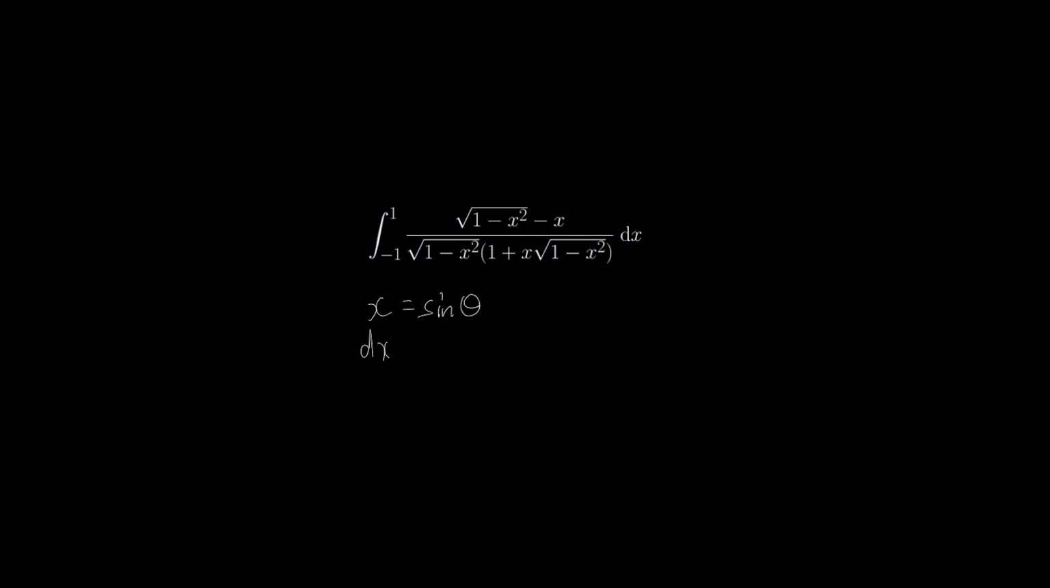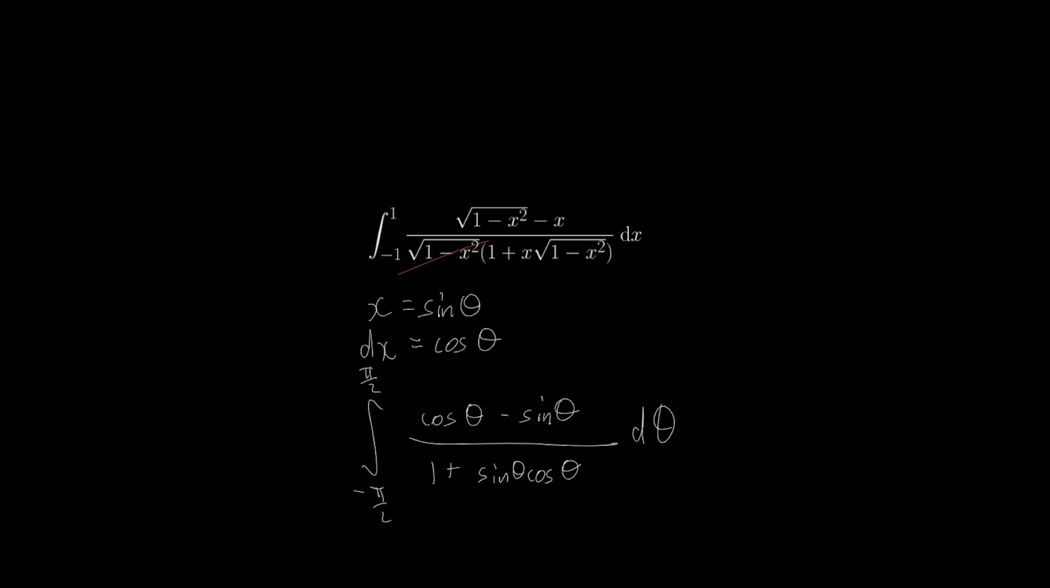Now dx would be cosine theta d theta, and our new limits would be minus pi over 2 and pi over 2. So what do you have now? We've got root 1 minus x squared on the top, which would be root 1 minus sine squared, which is just cosine theta, and then minus sine theta. And in the denominator, that square root 1 minus x squared is actually just cancelled by the dx, and we're just left with 1 plus sine theta. So now this is our integral.